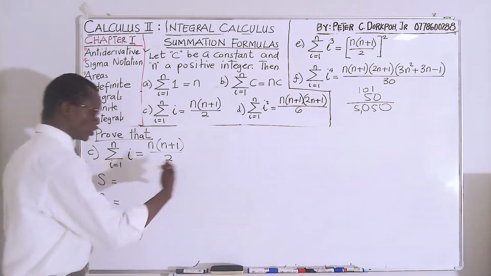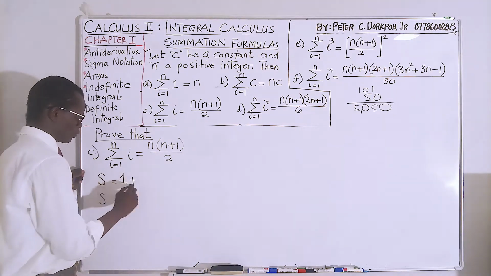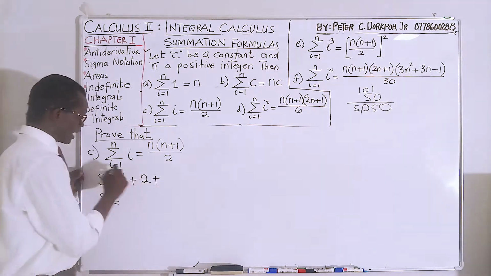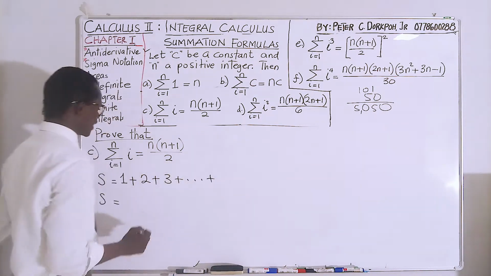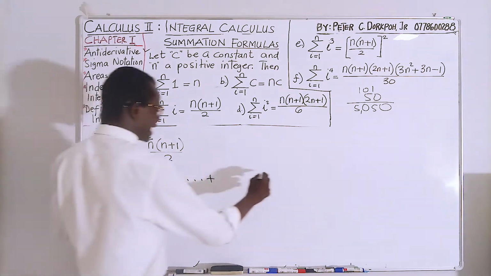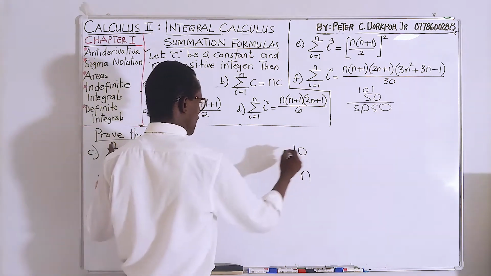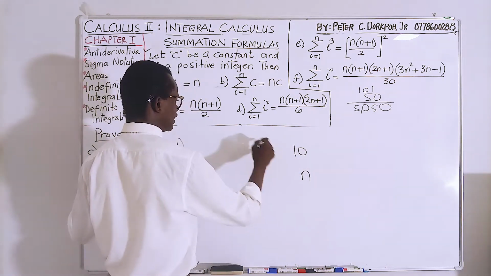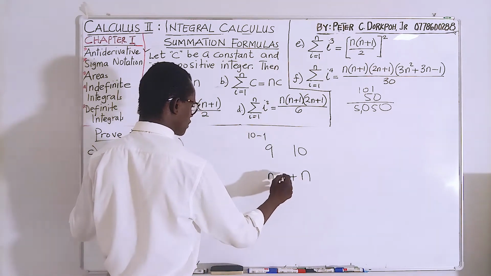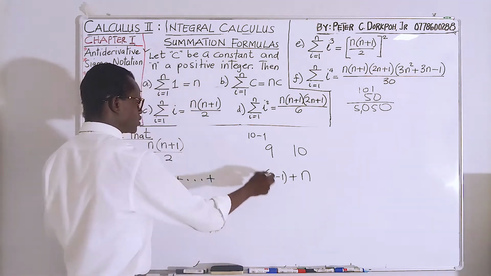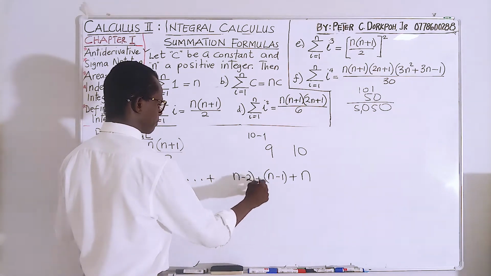The first sum, let's go the normal way. When i is 1, we have 1. When i is 2, we have 2. When i is 3, we have 3. Dot, dot, dot. When i is the last one, which is n. Before reaching n, say you get 10, and before reaching 10 is 9. How did you arrive at this 9? It is 10 minus 1, right? So before reaching this n, you have n minus 1, or before that you will have n minus 2, and so forth.